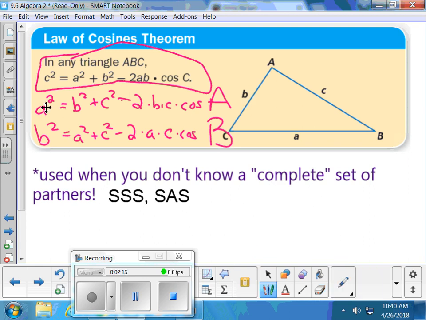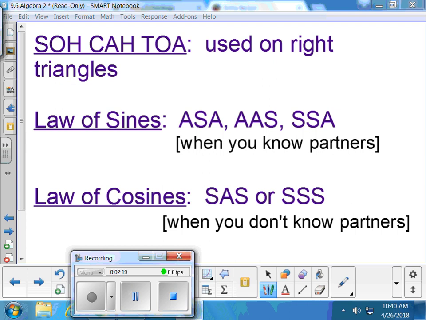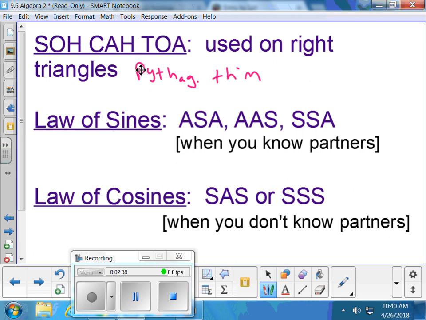Are you ready to move? It's totally up to you what you write down from this slide, but this is recapping basically all methods of solving triangles. If it's a right triangle, you use sine, cosine, and tangent, the SOHCAHTOA ways, or you can use Pythagorean theorem. And then if you have non-right triangles, you either have a complete set of partners and you use law of sines, or you don't have a complete set of partners and you use law of cosines. Okay. So those are all the options available to you. It's not like I'm going to teach you another one next week. This is it. This is all the methods of solving triangles.